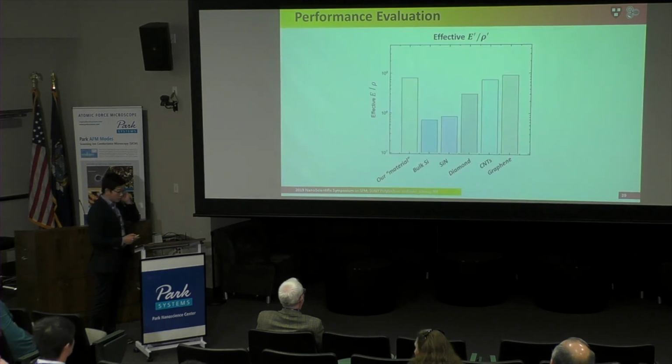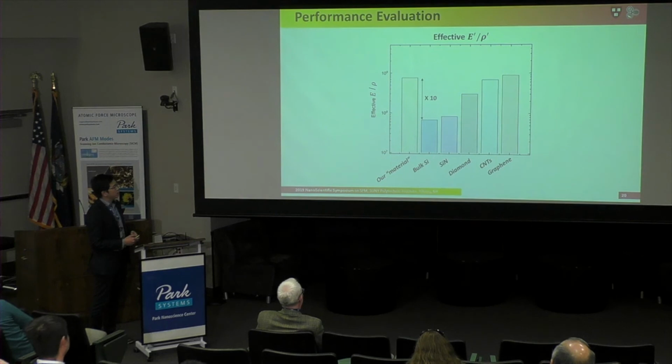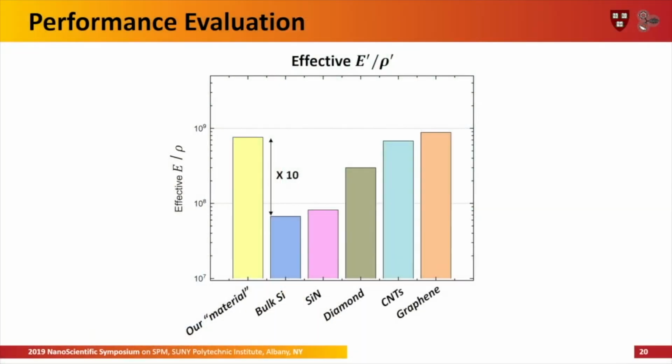I was talking about metamaterials, and I calculated the effective Young modulus and density ratio between them, and we have a 10 times higher effective ratio compared to bulk silicon. So we are also excited to test this and see how it performs in the lab.